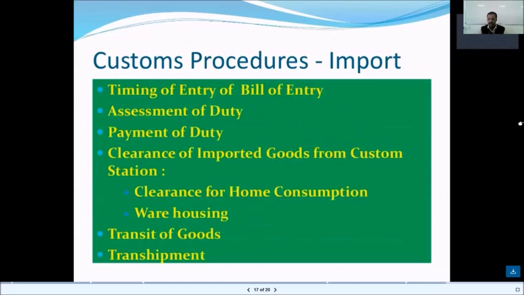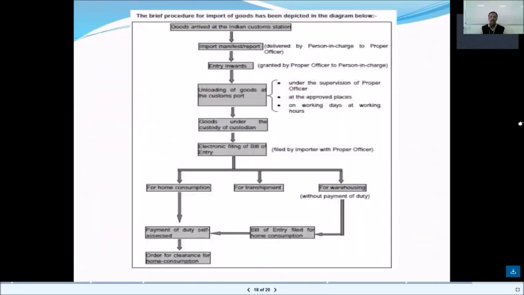The timing of entry of bill of entry, assessment of duty, payment of duty, clearance of imported goods from the customs station, clearance for home consumption and warehousing, transit of goods and transshipment. There you go. This is a brief procedure for imports of goods, which has been depicted in the diagram.